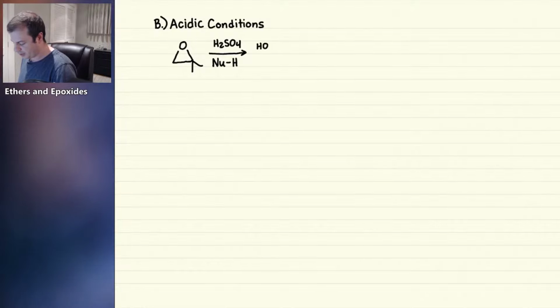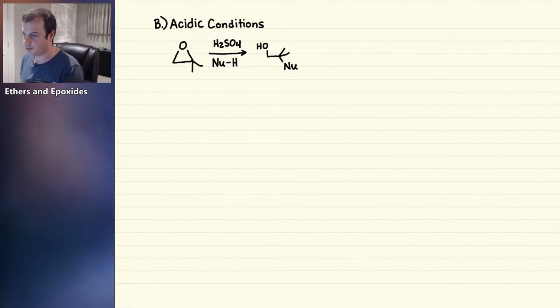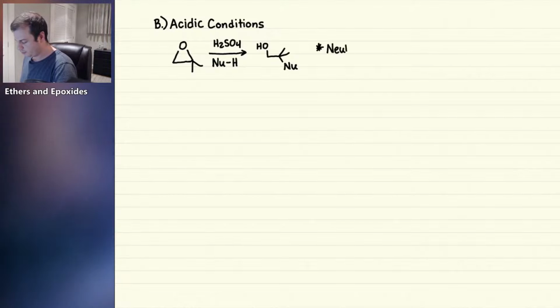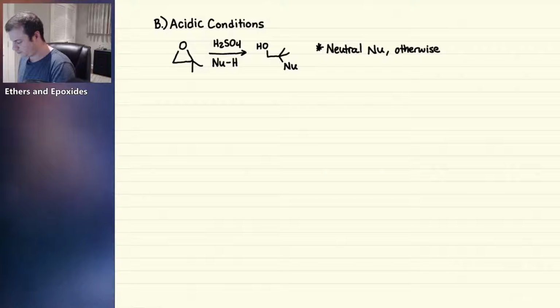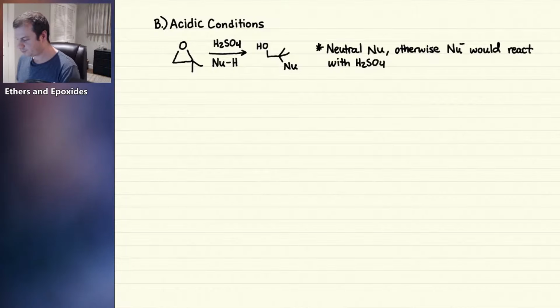And then the product of this reaction, again, is going to be an alcohol, but this time the nucleophile will be attacking at the more substituted side. I kind of alluded to that earlier. So for this reaction, we're going to want to use a neutral nucleophile. And the reason we're using a neutral nucleophile is we're in acidic conditions. So if we even try to use an anionic nucleophile, it would probably just do an acid-base reaction with H2SO4 anyway. And notice that the nucleophile now is attacking at the more substituted side.